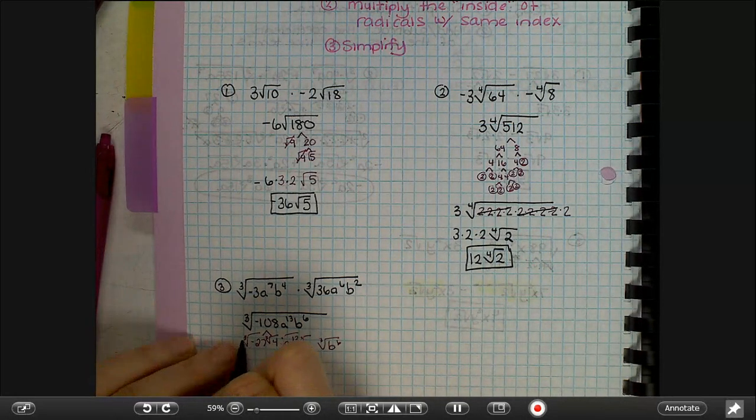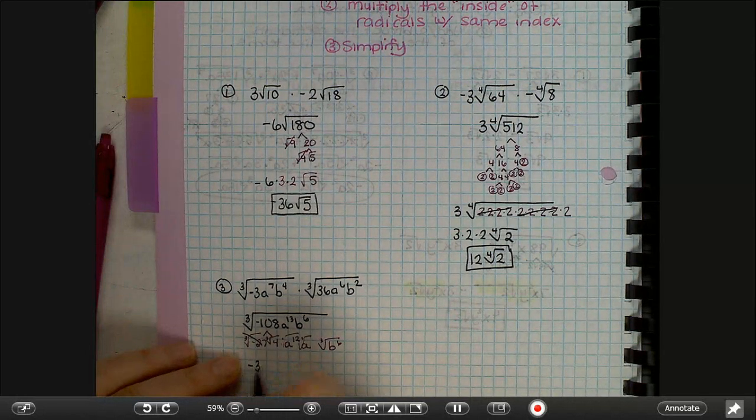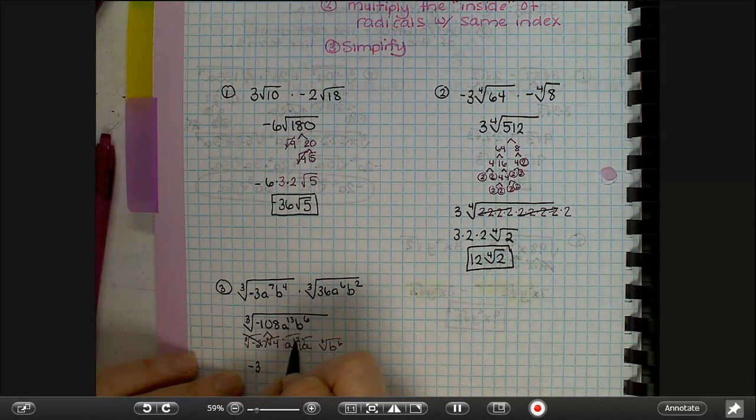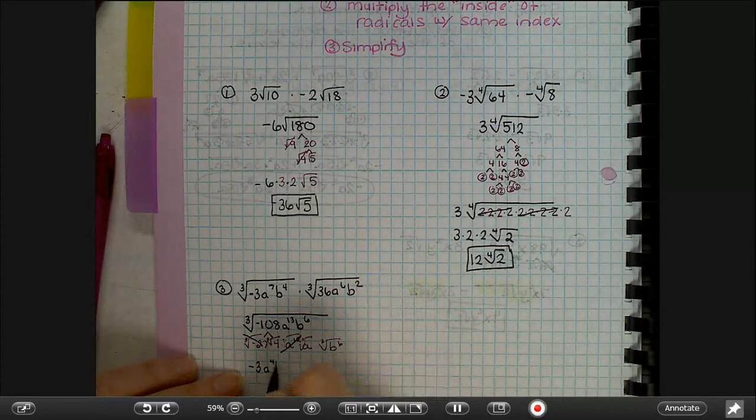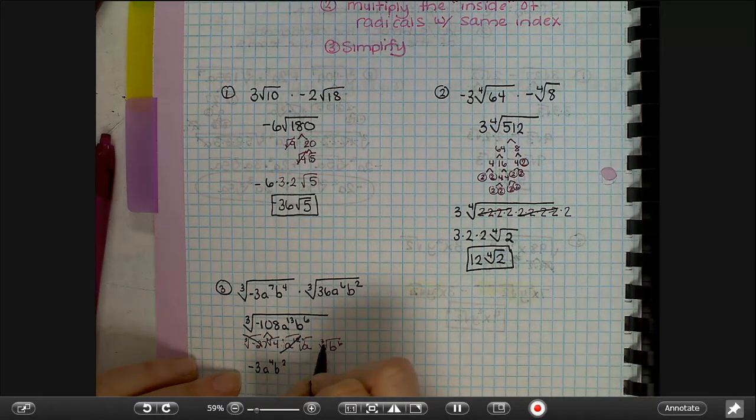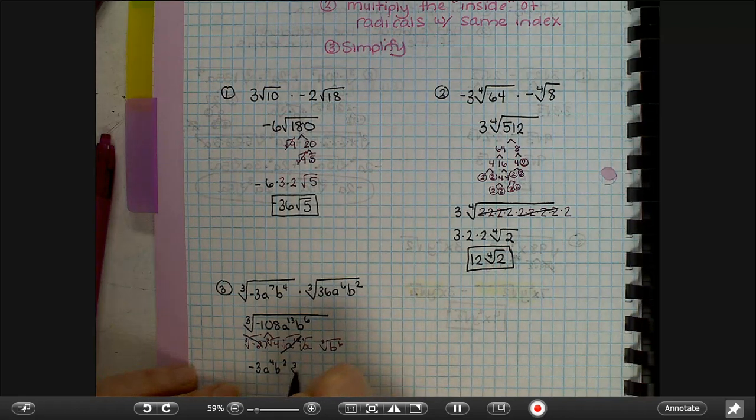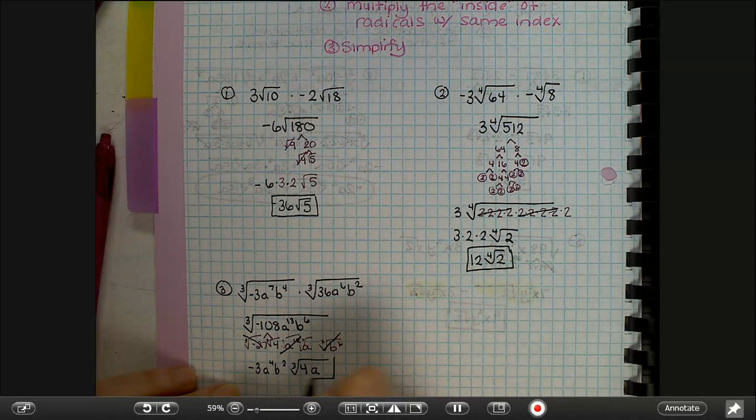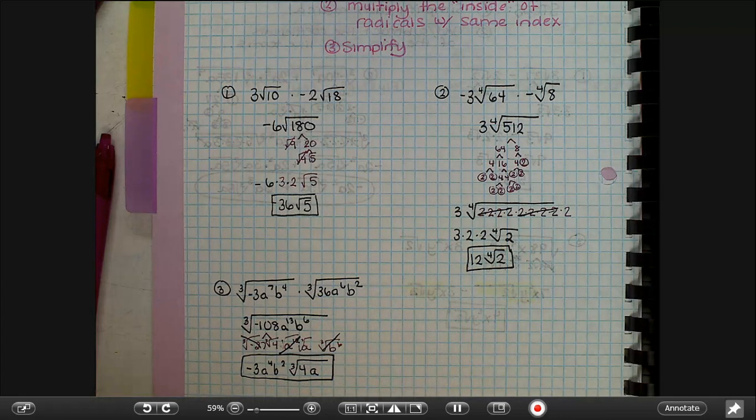So the cube root of negative 27 is one I have memorized. That's negative 3. The cube root of a to the 12th should be a to the 4th. Divide. 12 divided by 3 is 4. The cube root of b to the 6th is b squared, because 6 divided by 3 is 2. And now we're going to go ahead and write our leftovers. We have 4 and a. And that's it. Hopefully you got it right. If you have any other questions, let me know.